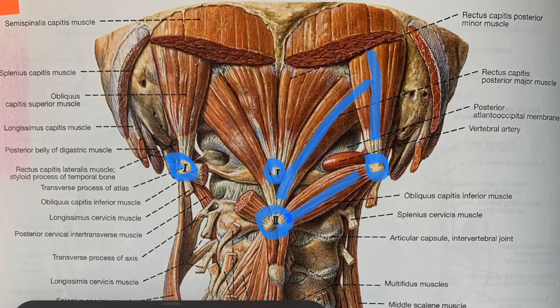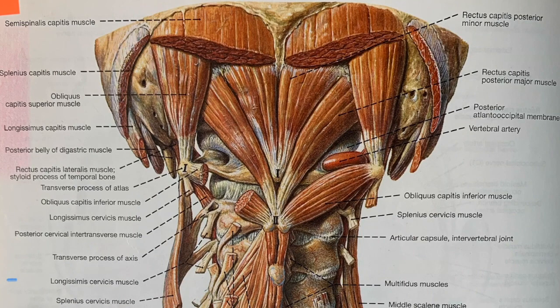I'm going to clear these lines so that you can see next a very important point here. This right here is an artery. That's the vertebral artery. And you can see that it comes out in between this triangle here. If this is tight, it's going to compress that artery.